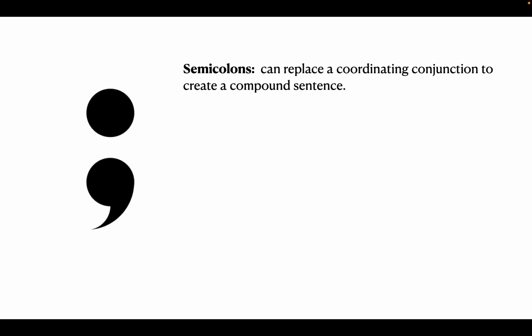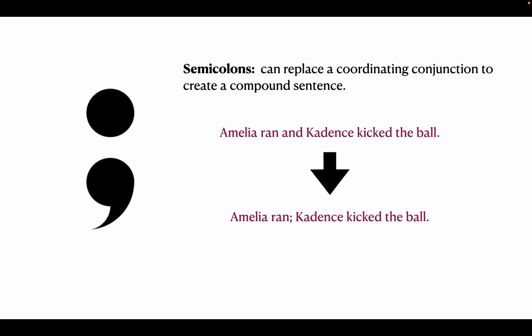So when we're doing compound sentences, you can use a semicolon to replace a coordinating conjunction to create a compound sentence. So you could say Amelia ran and Candace kicked the ball, or you could say Amelia ran, semicolon, Candace kicked the ball.